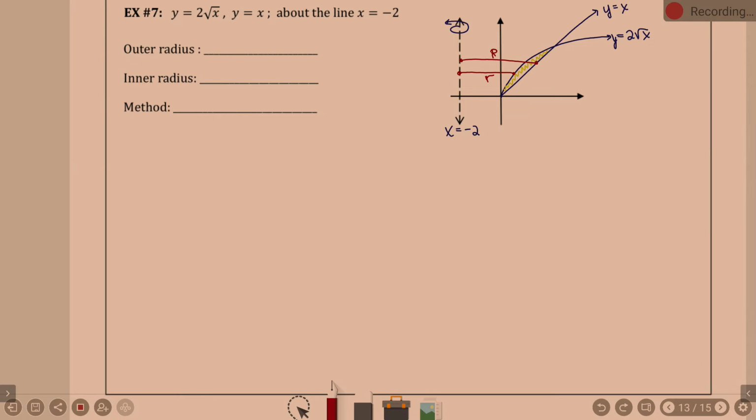Y equals x, x equals y, piece of cake, right? You've got to get that other one solved there, okay?